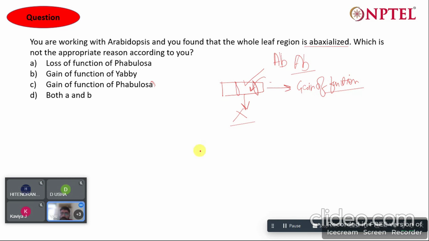Yes, sir. So now, as we know, on which side is fabulosa expressed? Adaxial, sir. Adaxial. And YABBY is present on the abaxial side. So when fabulosa has a loss of function mutation and YABBY has a gain of function mutation, then the whole region will be abaxialized. So the answer would be option D.